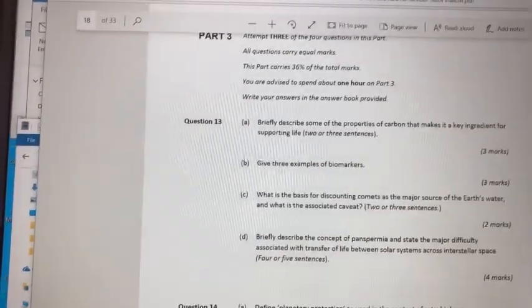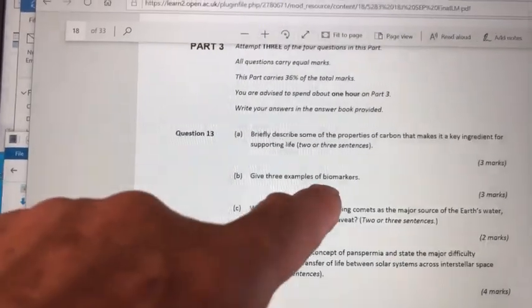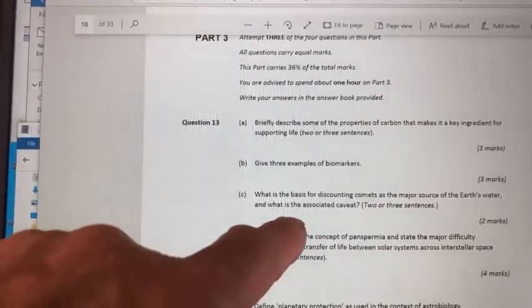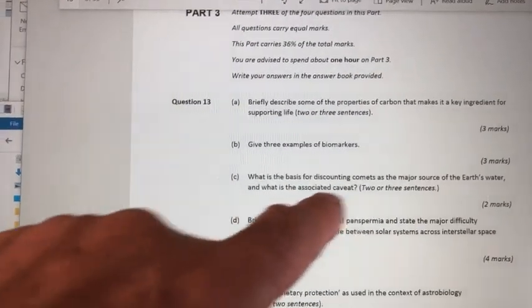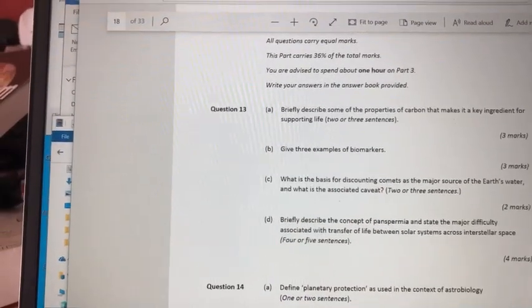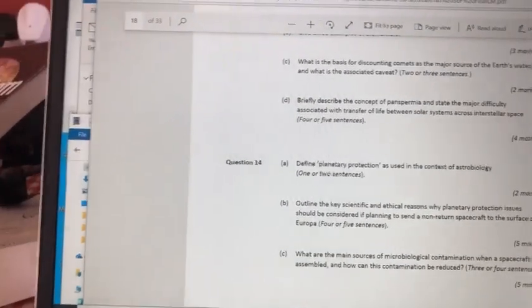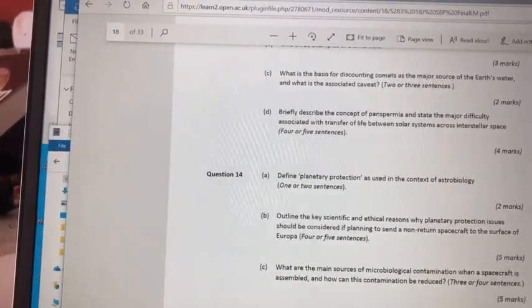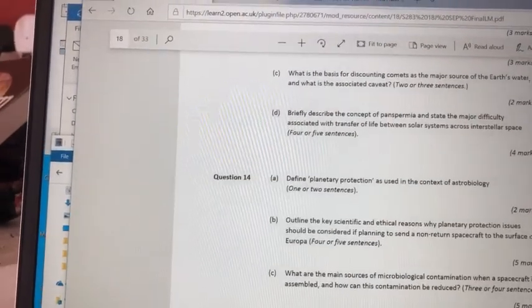What is it about carbon that makes it a key ingredient of life? What's a biomarker? Give examples. Why do we now discount comets as the major sources of the Earth's water? About panspermia. So short answers that add together to a long question.